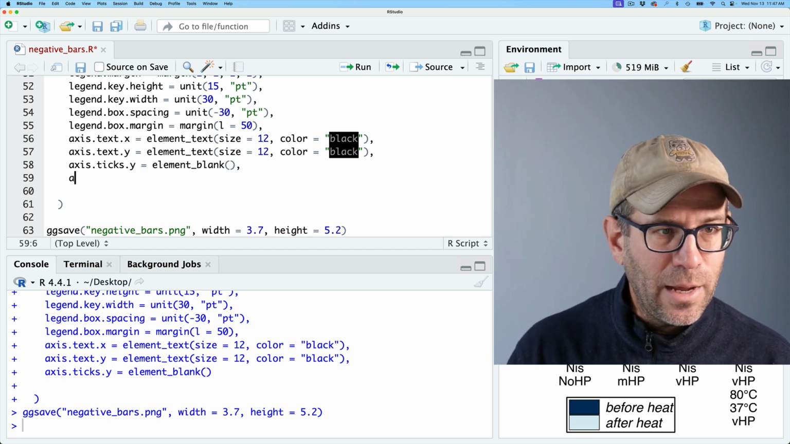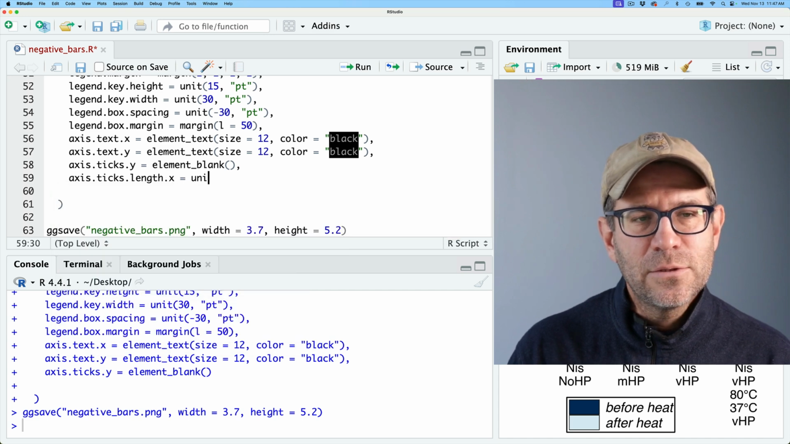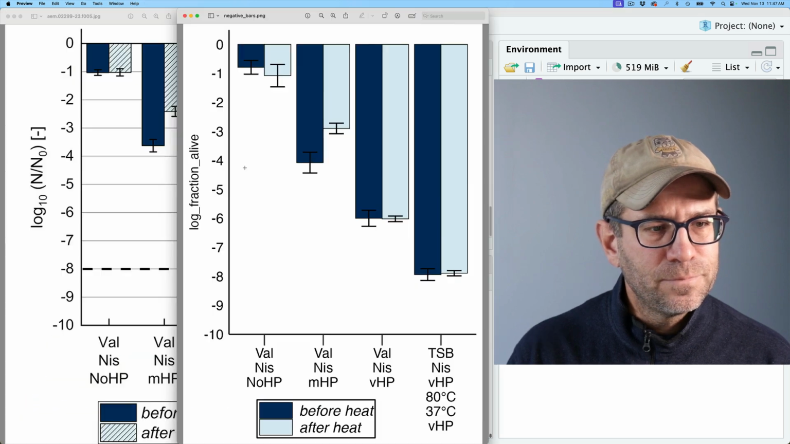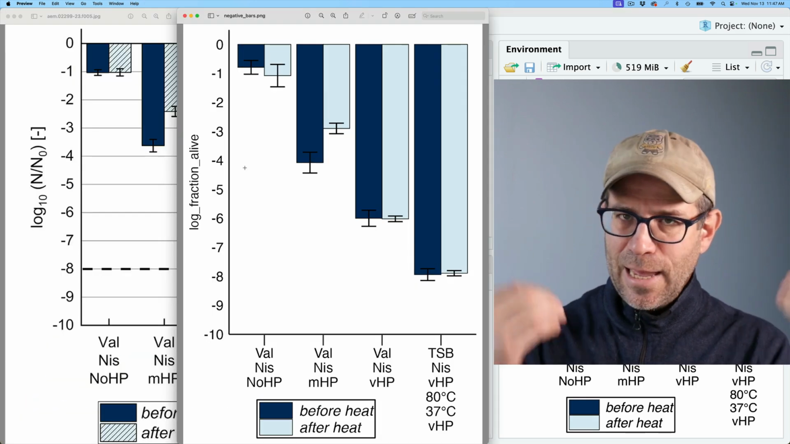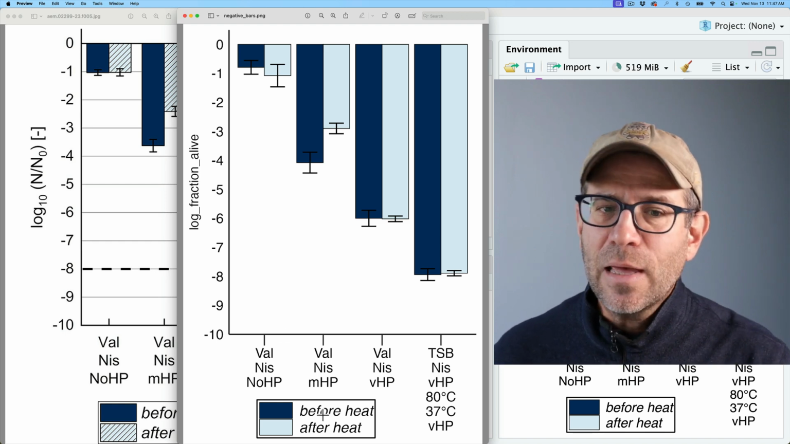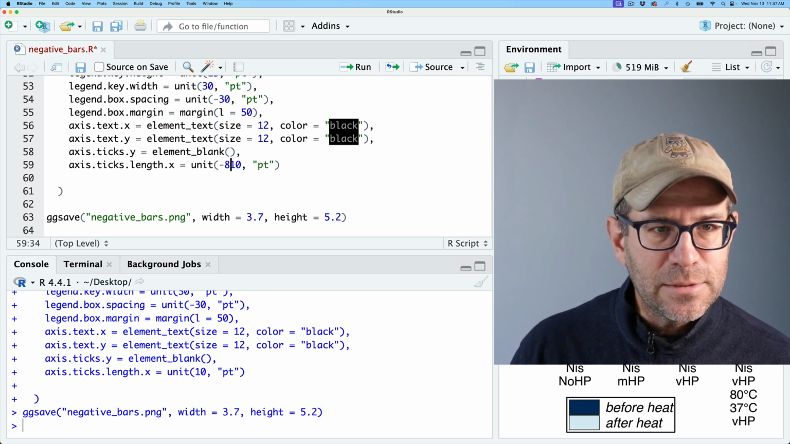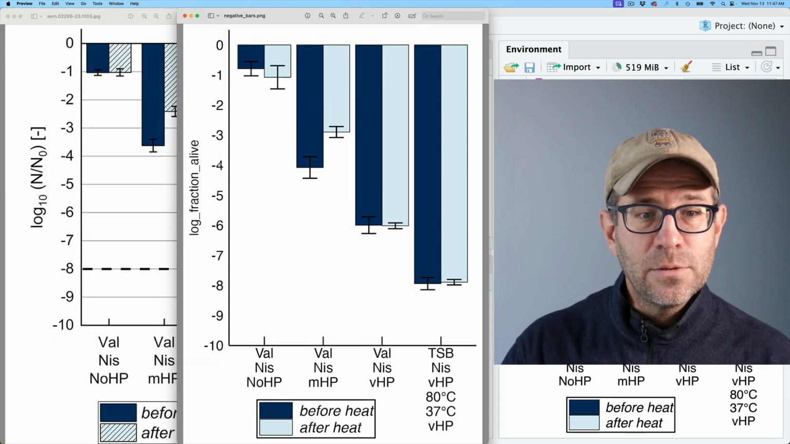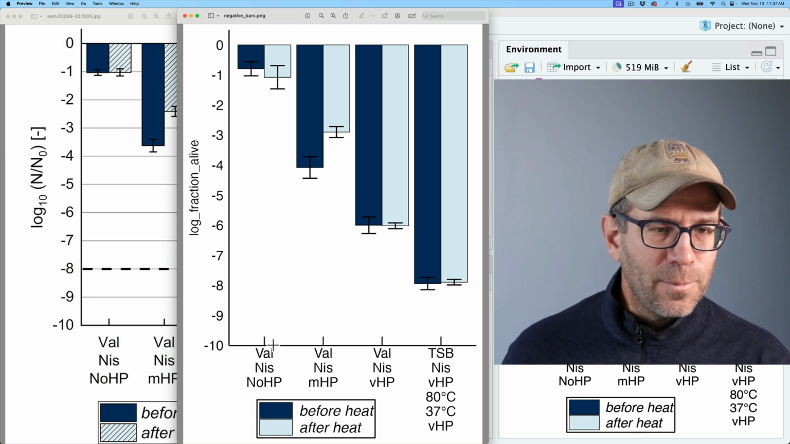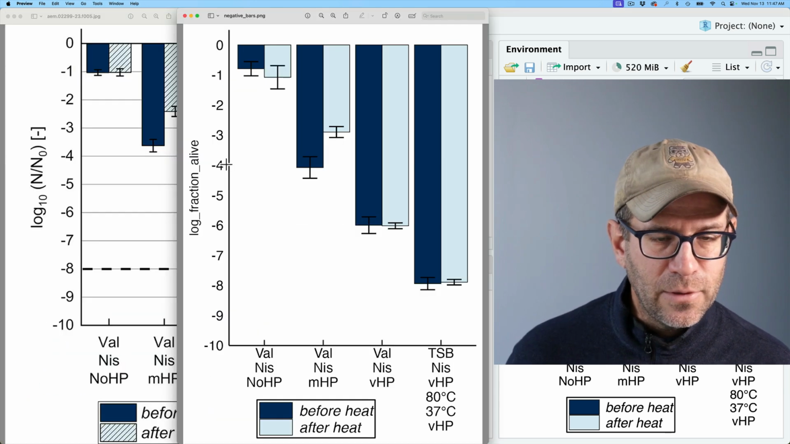And so here then we can do axis.ticks.length.x, and this will take a unit. And so if we do like 10 points, then we get long ticks out. But again, like we saw with the legend box spacing, if we give it a negative value, it'll go into the plot. So let's actually do -8, because I think 10 is perhaps a little bit too much. And so now we have our x-axis tick going in, and we might even be able to shrink it a little bit. Let's go ahead and plop that down to 5, and I think that looks all right.